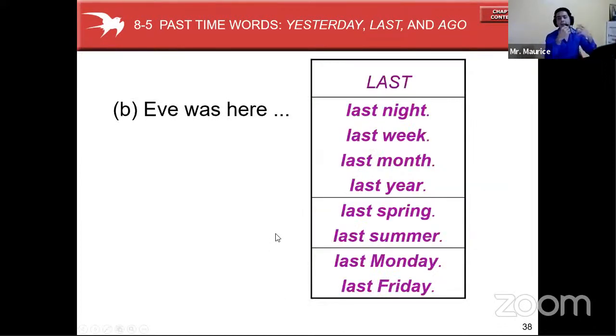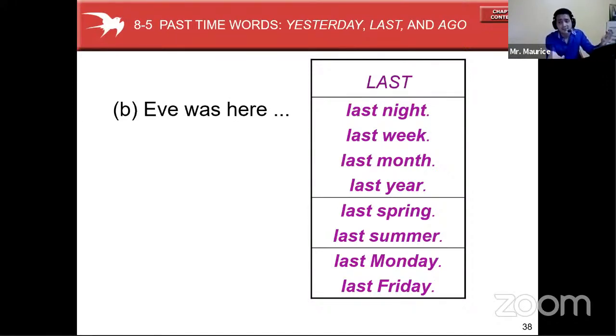Now, with the word last. You see the word last? So we have this option. Last night, la noche pasada. Last week, la semana pasada. Last month, el mes pasado. Last year, el año pasado.